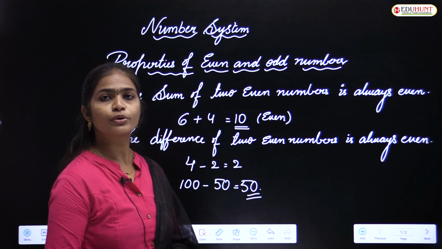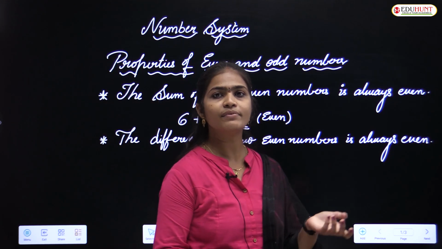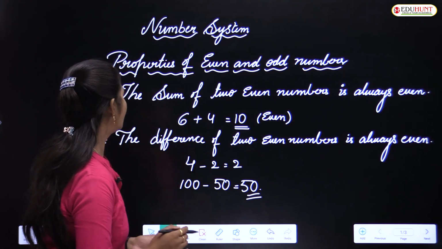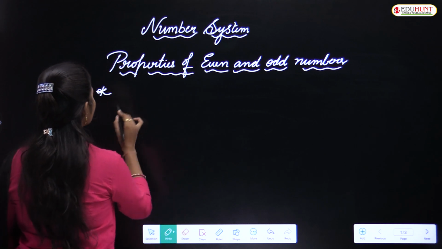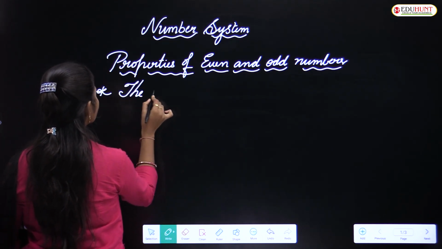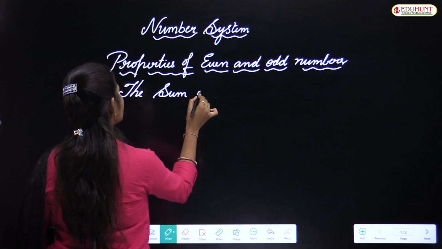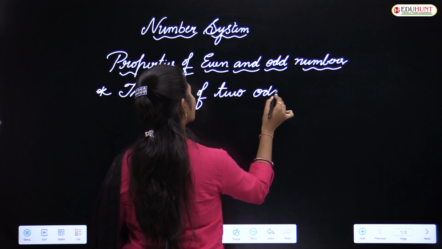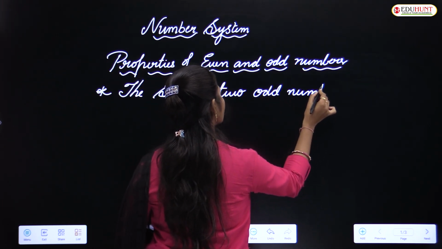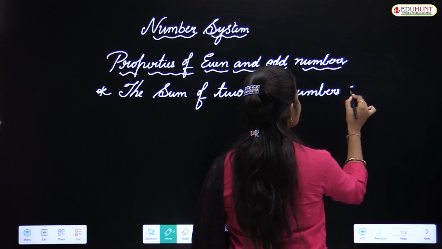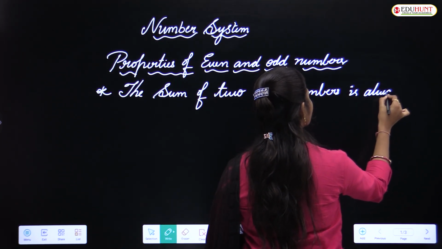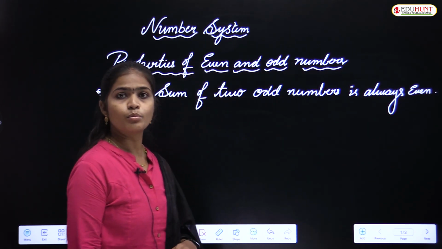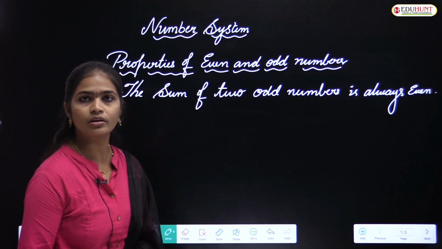So the sum of two even numbers is always even, and in the same way the difference of two even numbers is also even. Okay, next. The next property is the sum of two odd numbers. The sum of two odd numbers is always even only, not odd.